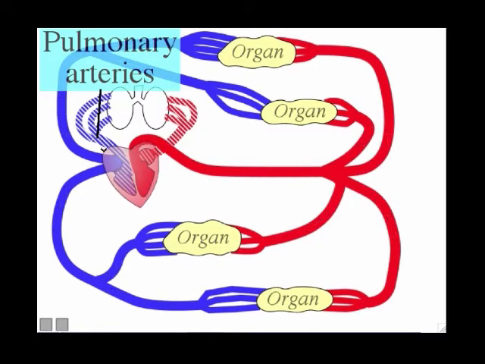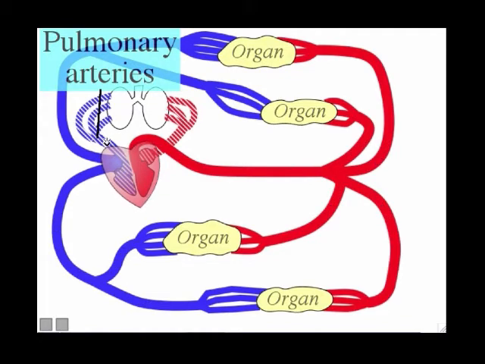This is the start of the pulmonary loop right here. So the blood vessels that come out of the heart to begin the pulmonary loop are called the pulmonary arteries. And I guess the name kind of makes sense. They're certainly arteries because they're carrying blood away from the heart, and they are the arteries of the pulmonary loop. And so they are the pulmonary arteries.